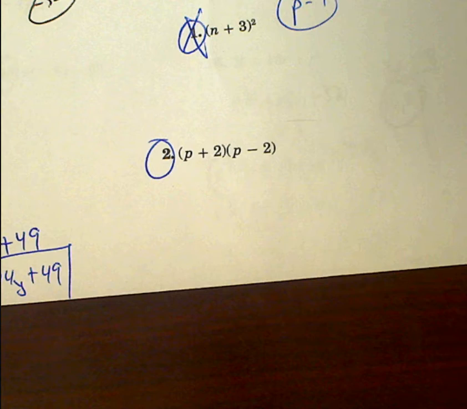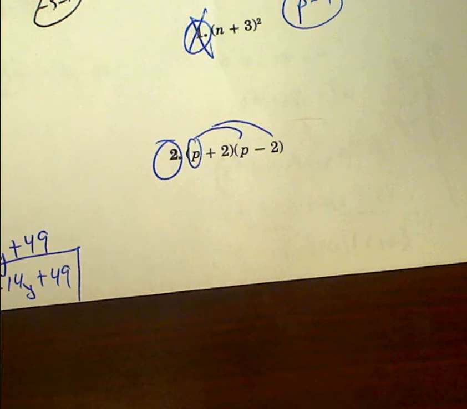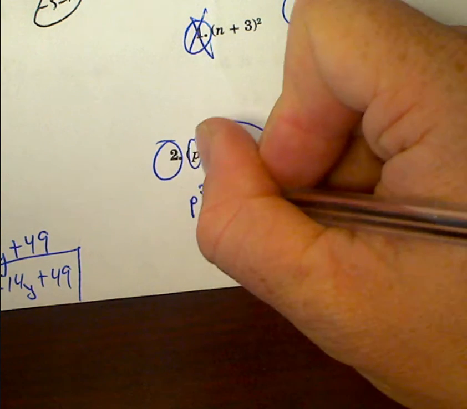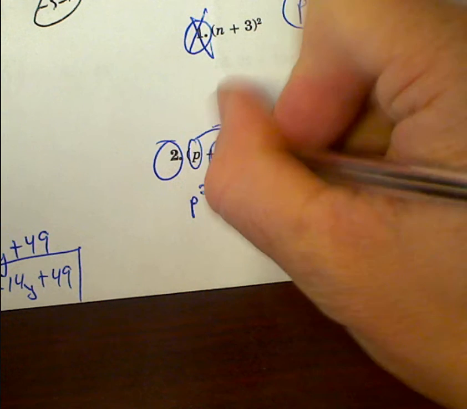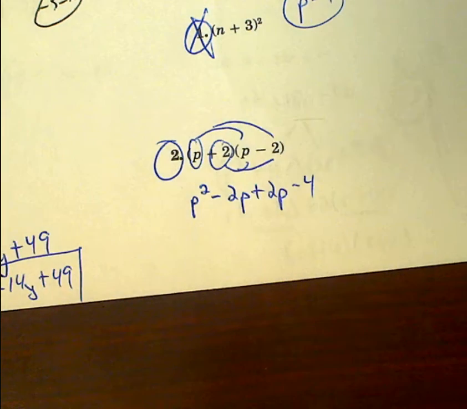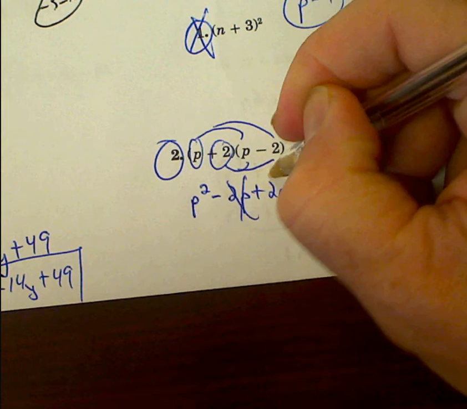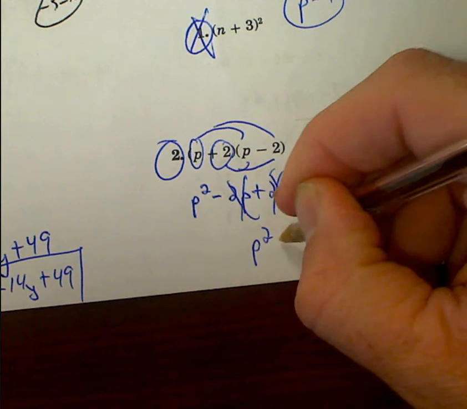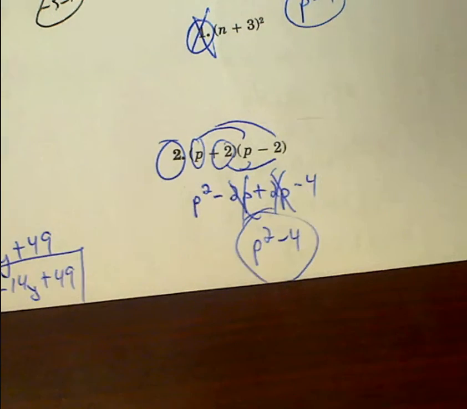Number 2. I have to distribute to both. That becomes p squared minus 2p, distribute the 2, plus 2p minus 4. Negative 2p plus 2p goes away. That leaves me with p squared minus 4.